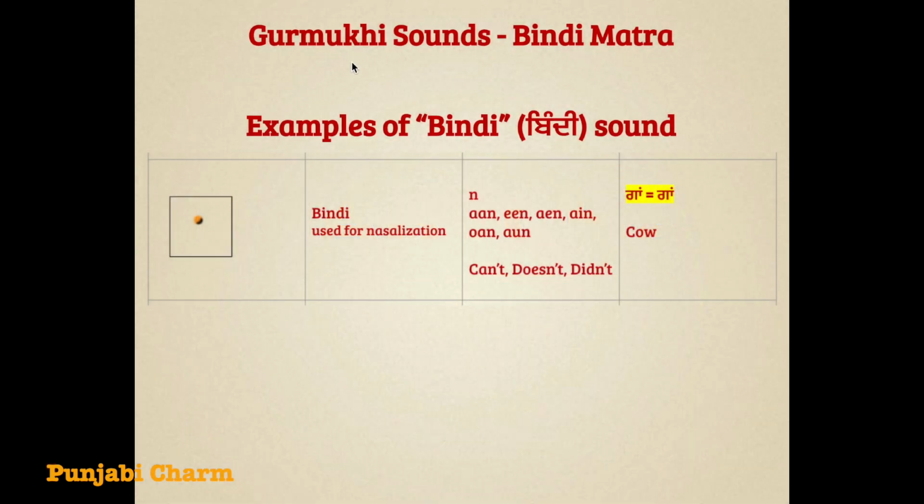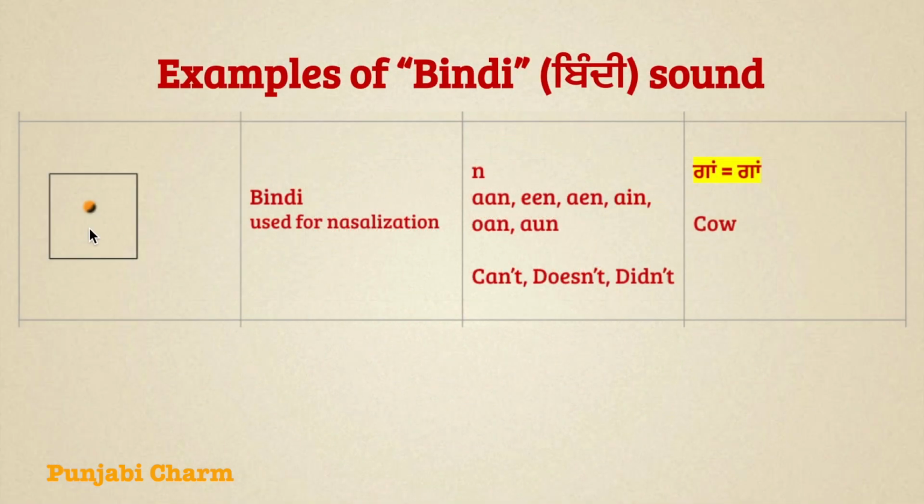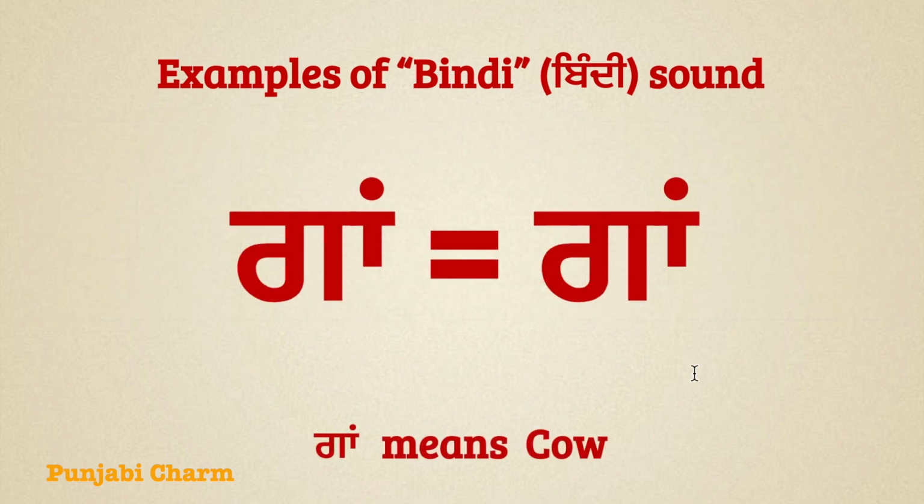Friends, in this video we will learn Bindi Matra words in Gurmukhi. In the first video of this series, we learned that Bindi Matra is represented by a dot at the top of the letter, and it has a nasal sound, and it makes a sound of N, as in can't, doesn't, didn't. The first word we will learn for Bindi Matra is Ga.